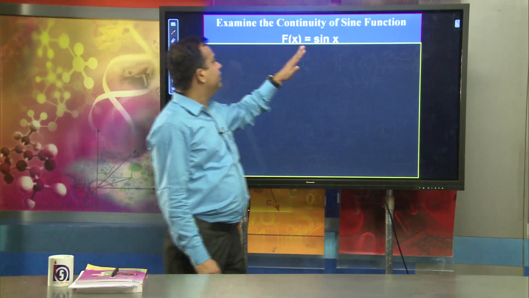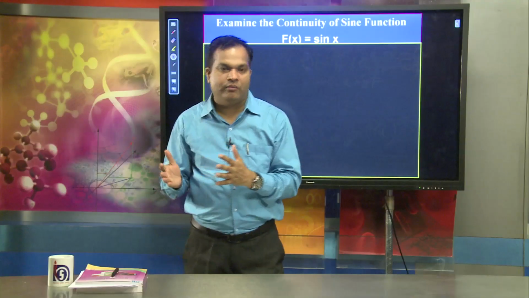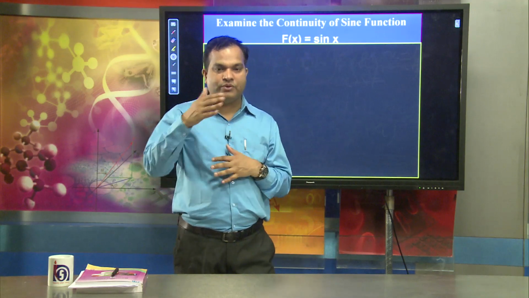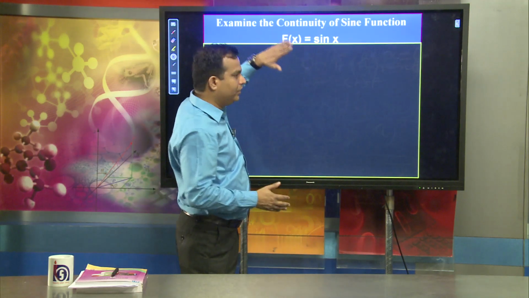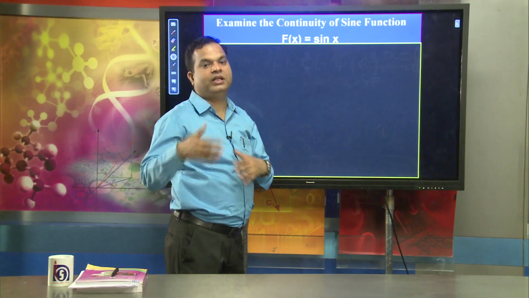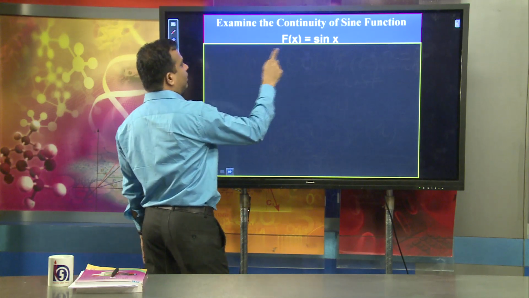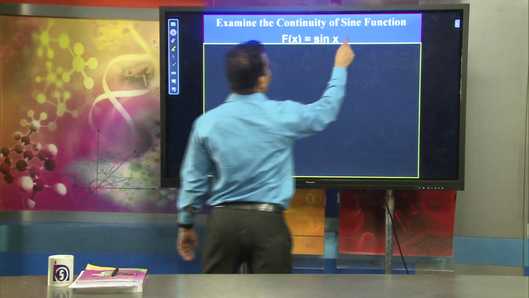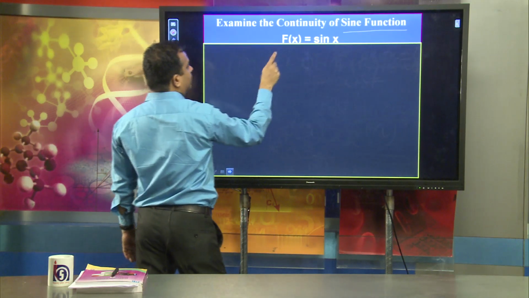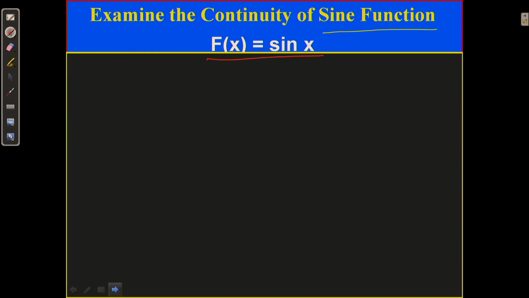Examine the continuity of the sine function. We have to show different types of function. In the first case we showed the algebraic function. Right now we have to check whether f of x equal to sine x, which is the trigonometric function, is continuous. So, we have to examine the continuity of the sine function. The sine function is a trigonometric function. The function is f of x equal to sine x.